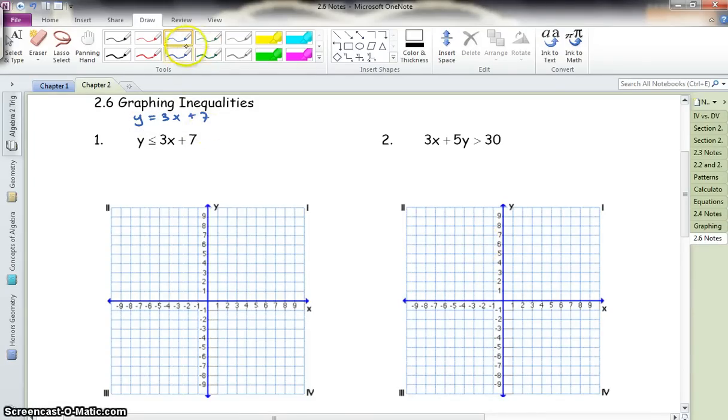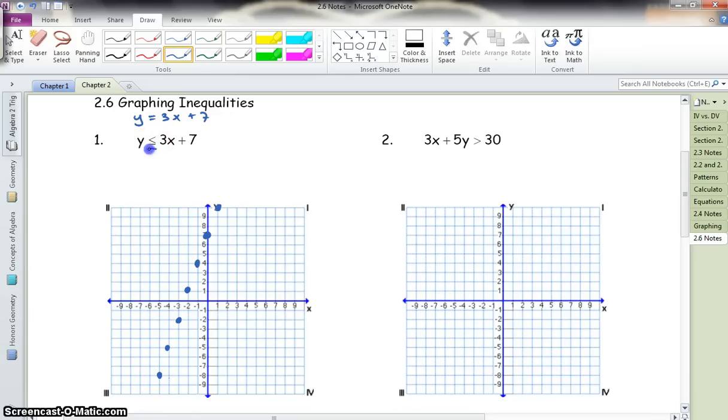So my b value is positive 7. And then from there, I'm going to apply my slope of 3. So I'm going to go up 3 over 1, rise over run. And to make my line more accurate, I'm going to go down 3 over 1. Down 3 to the left 1, so on and so forth. And I'm allowed to do that because remember, negative 3 over negative 1 is the same slope.